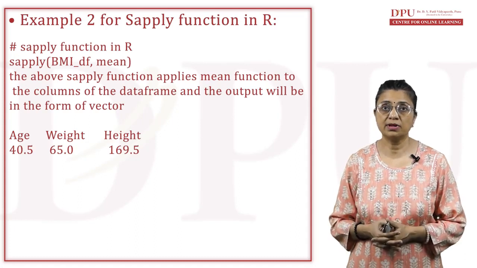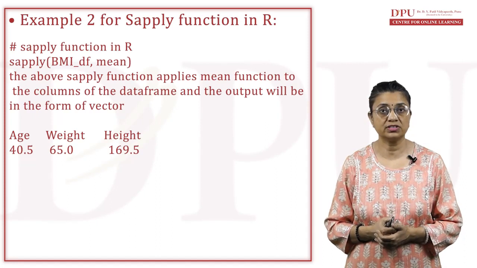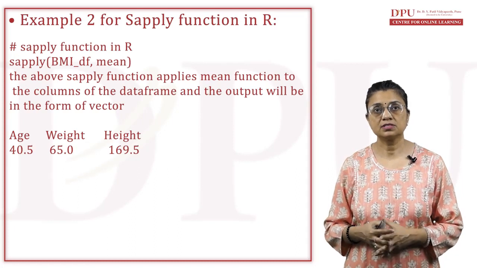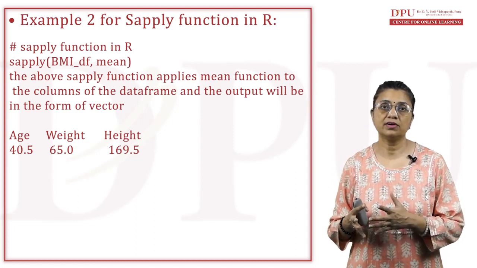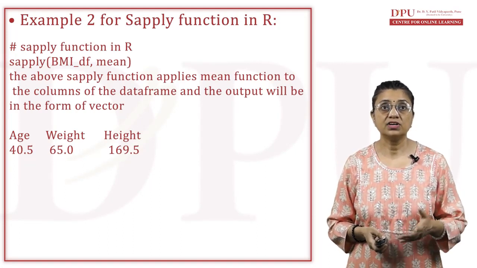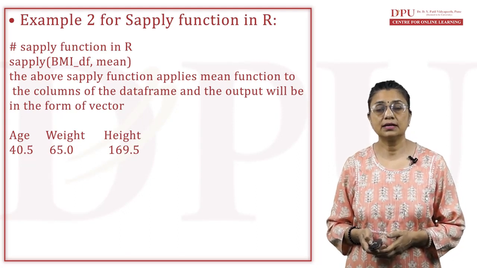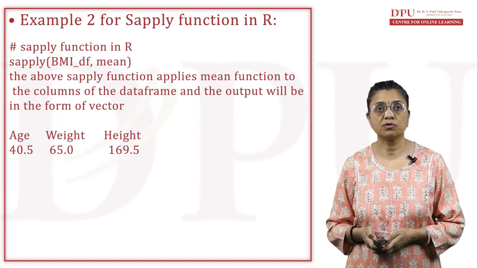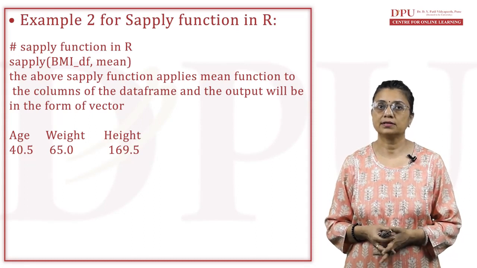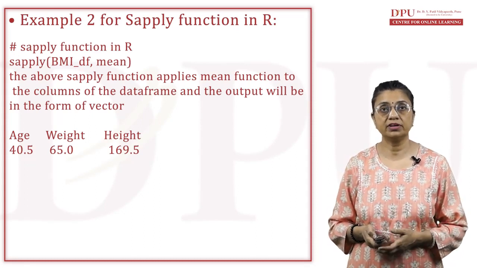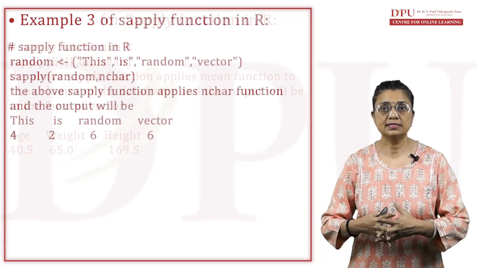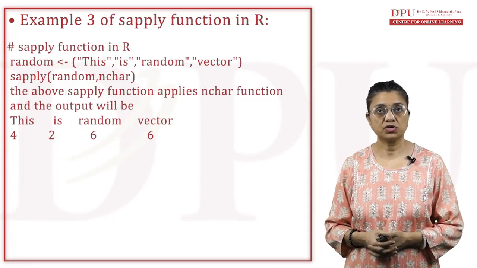The above sapply function applies the mean function to the columns of the data frame and the output will be in the form of a vector. So you can see that the result is age, weight, height, which is 40, 65 and 169. The output over here is a vector. We can understand this very easily: when it is a list, the output comes in the form of square brackets, but when it is a vector, it never comes in the form of square brackets. So how quickly I have applied the mean operation to the data frame and got the mean of the columns very easily. Let's take one more example of the sapply function in R.